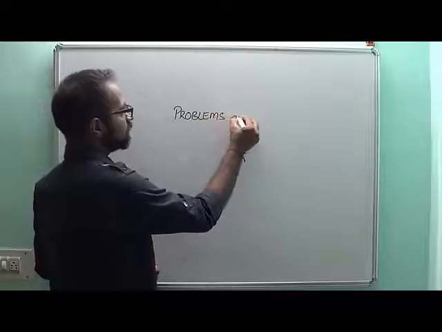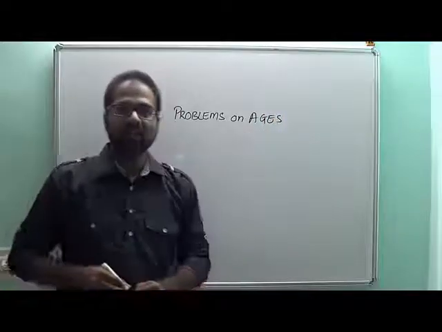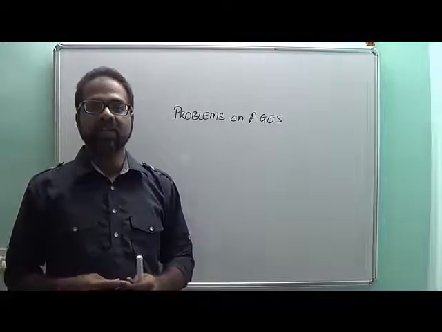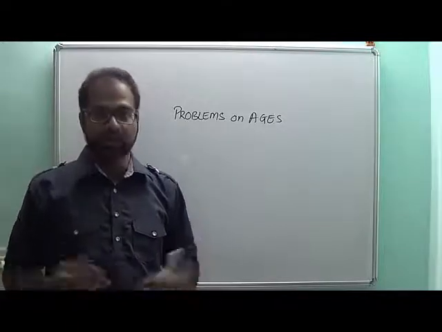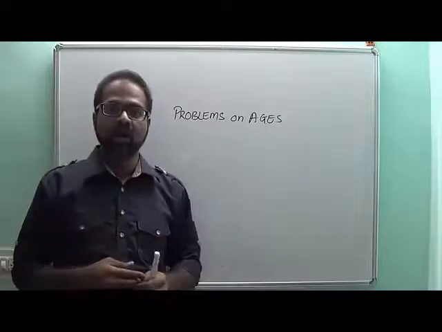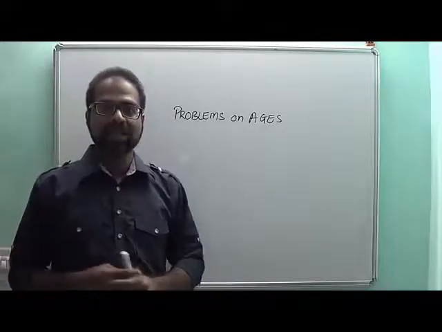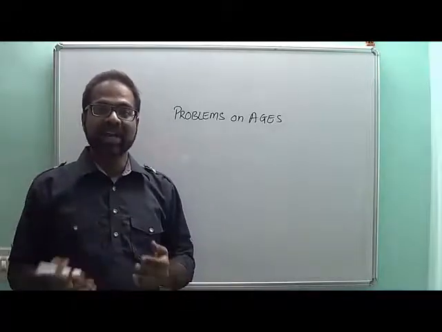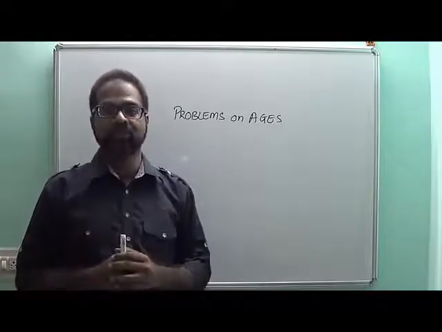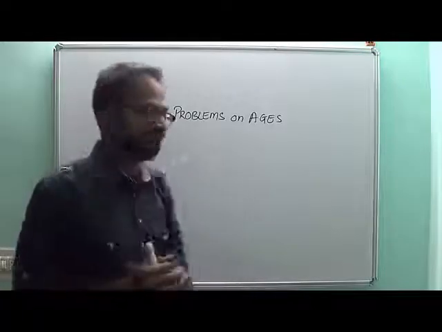So these are typically known as problems on ages. Now what exactly are problems on ages? Well, they involve a lot of ratio and proportion. You typically are given the relation between the ages of two people: the current age, the age a few years back, or the relation between their ages a few years from now. And then you have to work out what the exact current age, past age or future age is going to be. So let us understand how we should go about solving this.